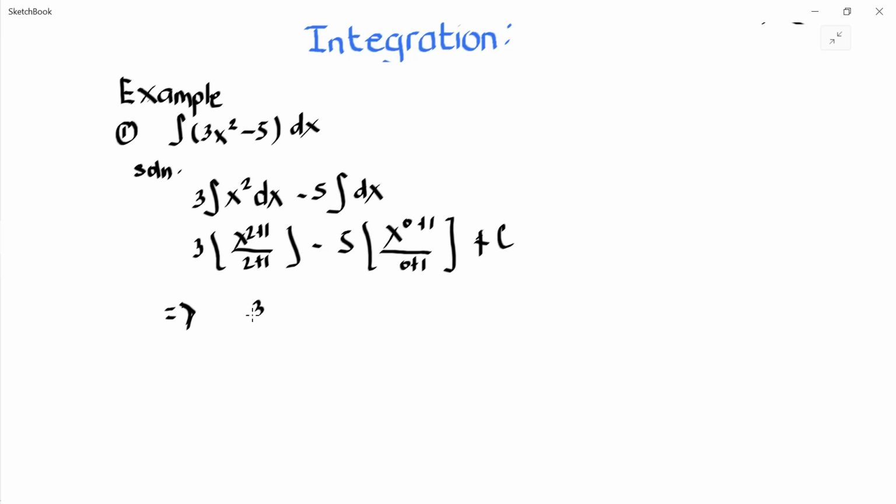Therefore, this is 3 over 3 x cubed minus 5x plus some constant c. Therefore, the final answer is x cubed minus 5x plus c.